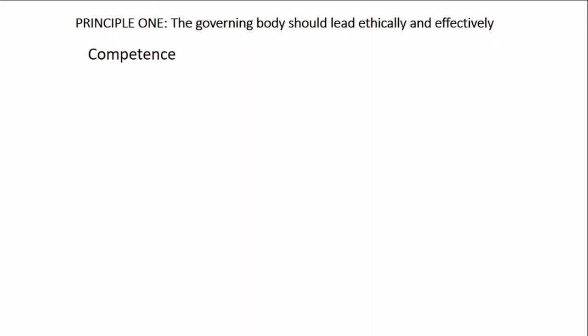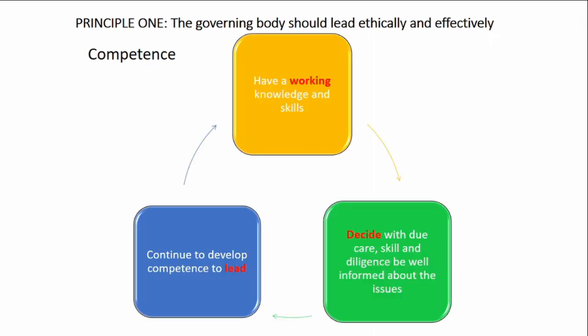The next thing we want to go on under principle 1 is competence. Now, we said that the governing body has to be competent to execute their duties. This means that they are working with the accurate knowledge or skills that are required. They take due care and diligence when they're doing their work, and also that they lead and they continue to lead with an emphasis on competence. So their leadership is not only competent, but it emphasizes competence going forward.